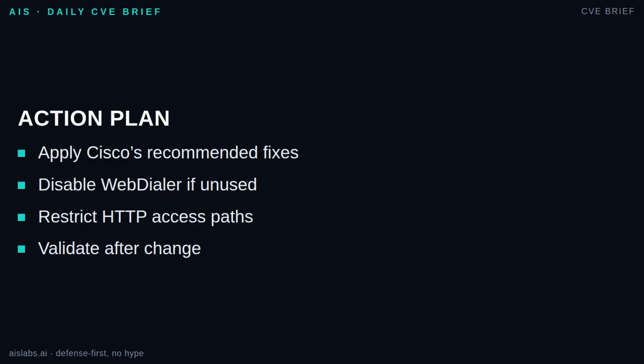Next, restrict reachability. Only systems and users with a legitimate business need should be able to access the relevant Unified CM web functions. Use segmentation, access controls, and firewall rules to reduce who can talk to these services. Finally, validate. Confirm the service state, confirm the software remediation, and confirm that business calling workflows still function. Document the result, because KEV-listed vulnerabilities often require clear evidence that the exposure was addressed.